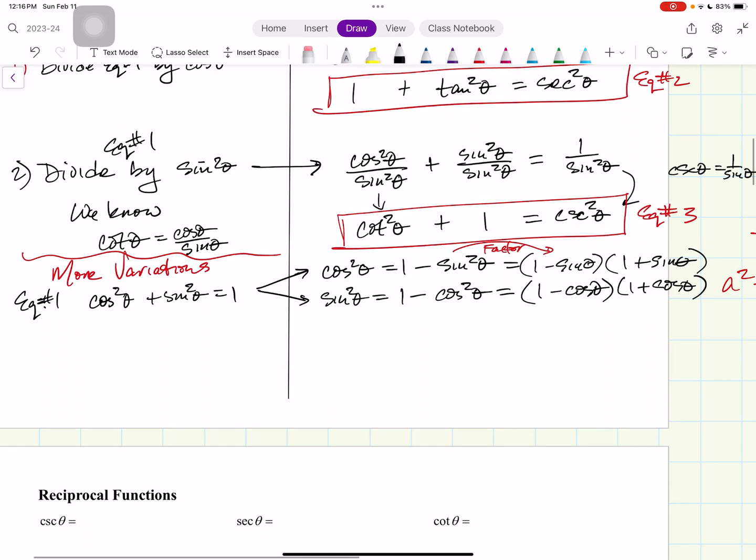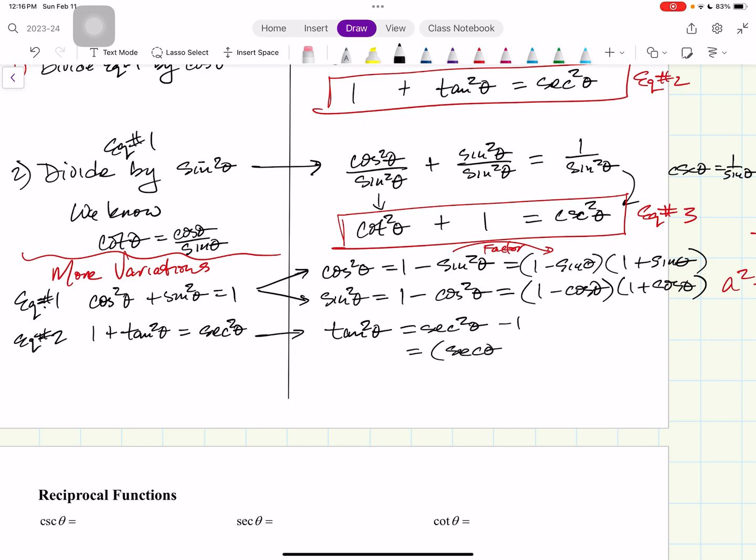Now the second equation at the top here, equation number 2. I wrote down 1 plus tangent squared theta is equal to secant squared theta. Now watch this variation. If I isolate tangent squared theta, all you have to do is subtract 1. My variation of this is secant squared theta minus 1. And guess what? That's factorable. That's a difference of squares again. So I can factor this as secant theta minus 1 times secant theta plus 1. So there's my next variation.